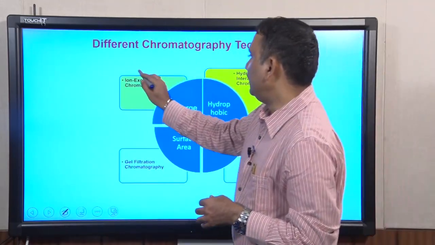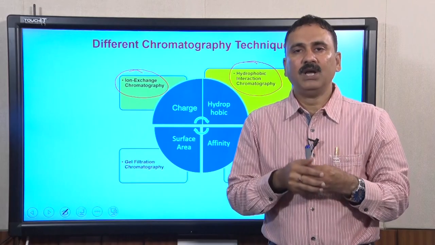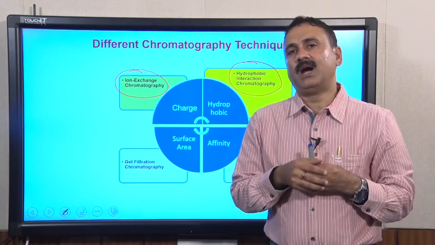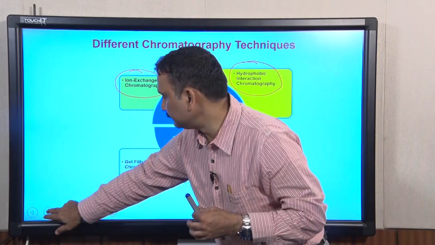So we are already done with ion exchange chromatography in terms of the mechanism, the principle, how to operate it, as well as its application. Let's move on to another technique, called hydrophobic interaction chromatography. As the name suggests, hydrophobic interaction chromatography is going to exploit the hydrophobic groups which are present on the protein.